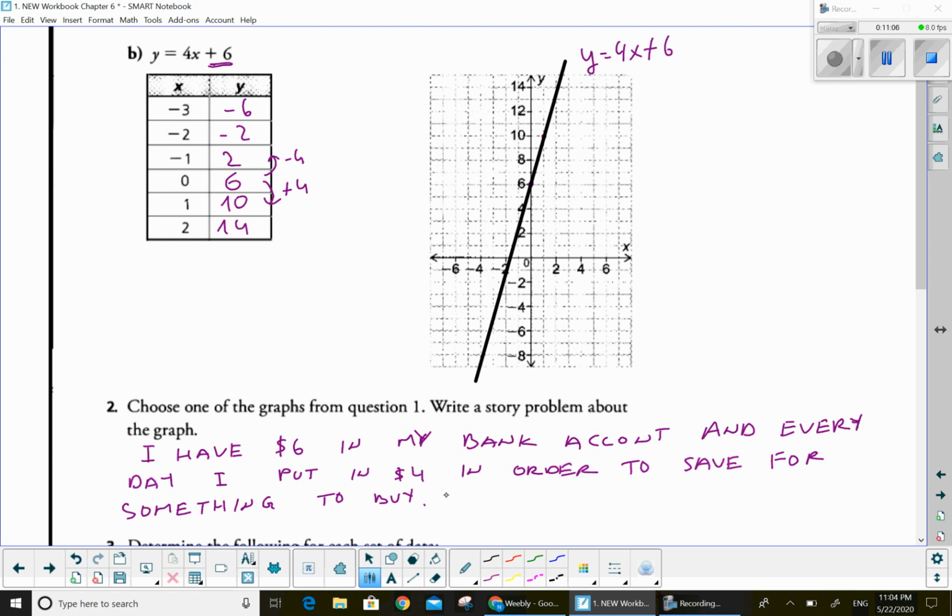How long will it take me? How long will it take me to save, I don't know, $100. There we go. That would be a story question, just describing this.